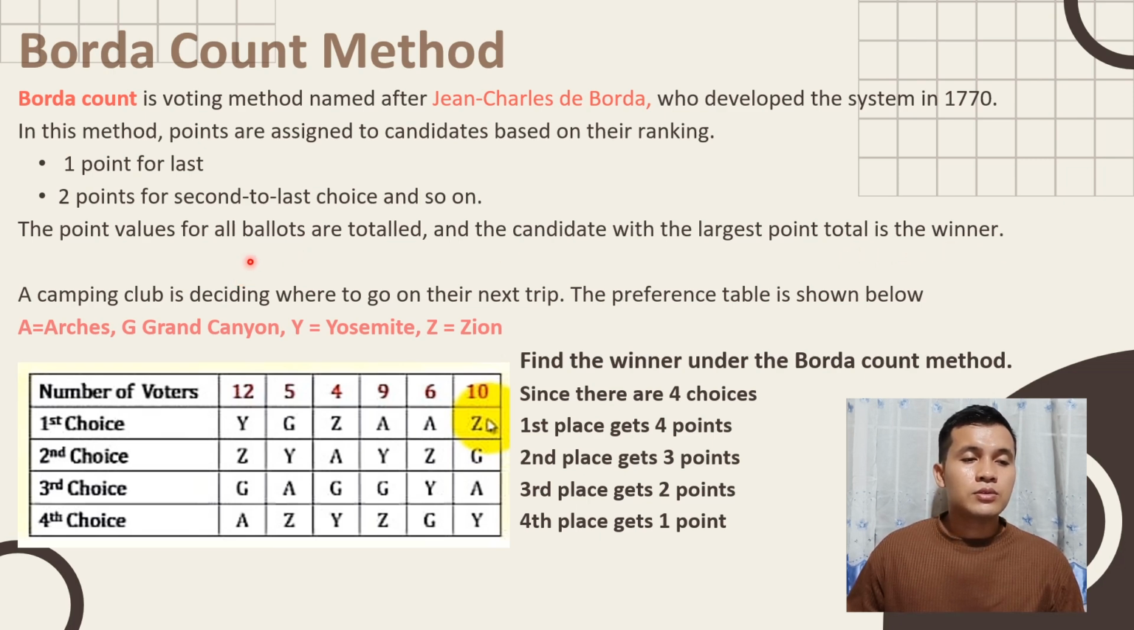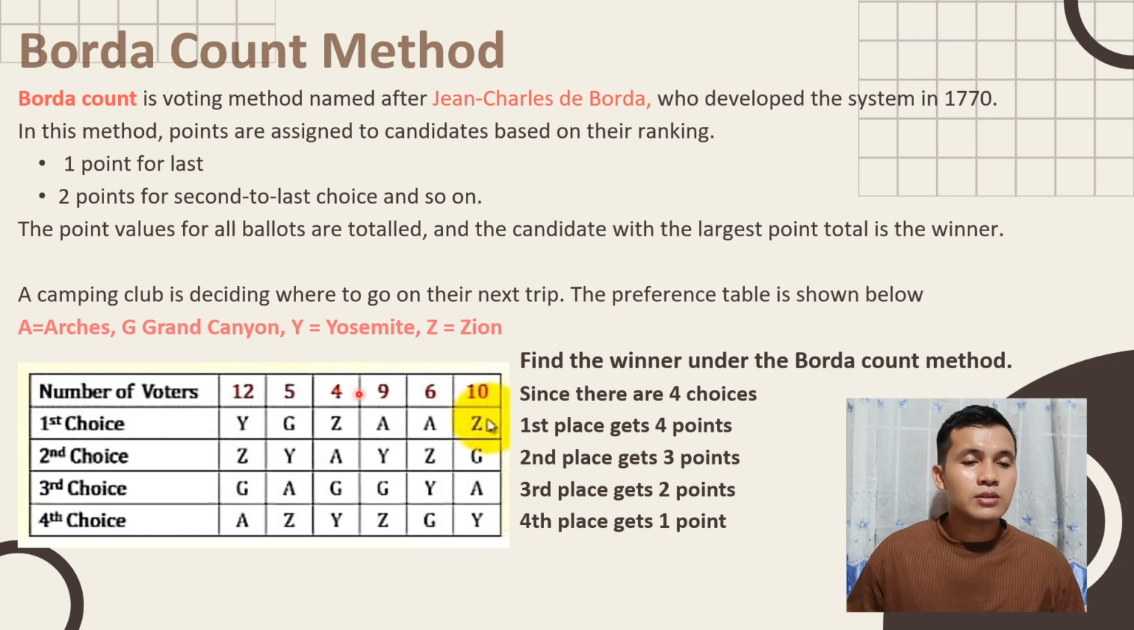So here a camping club is deciding where to go on their next trip. The preference table is shown below. A stands for Arches, G for Grand Canyon, Y for Yosemite, and Z for Zion. To find the winner under the Borda count method, since there are 4 choices, first place gets 4 points, second place gets 3 points, third place gets 2 points, and the last one gets 1 point.